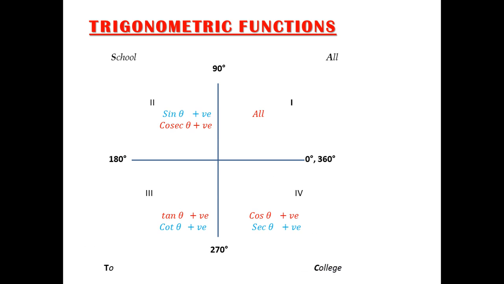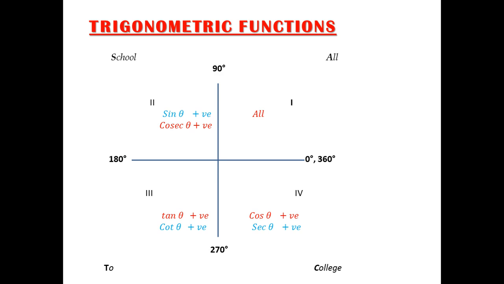To learn this concept, we can use this also: All school to college. All is for first quadrant. You can use A, or you can use the whole word all positive. Second is school. From school, you can use the first word S. S denotes sine also. So sine positive, cosecant, its reciprocal, is always positive.